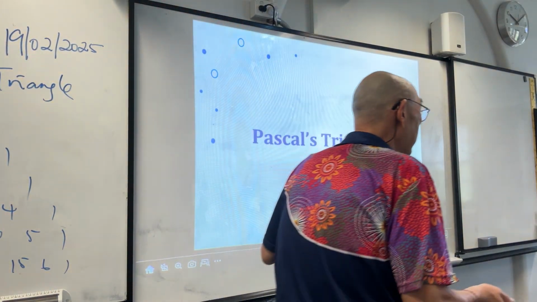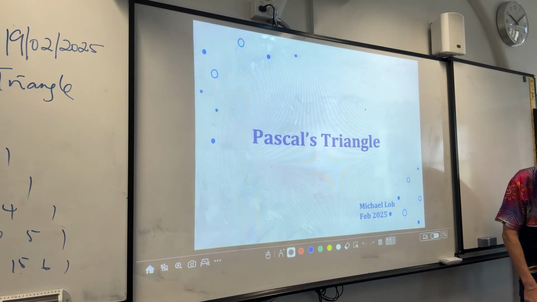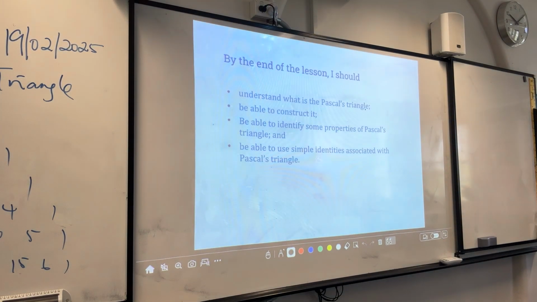So, Pascal's Triangle. I've actually written the Pascal's Triangle there. Pretty interesting stuff. You can see a lot of use of that Pascal's Triangle. So the main aim today is to understand what a Pascal's Triangle is and be able to construct it, be able to identify some properties of Pascal's Triangle, and be able to use simple identities associated with it.